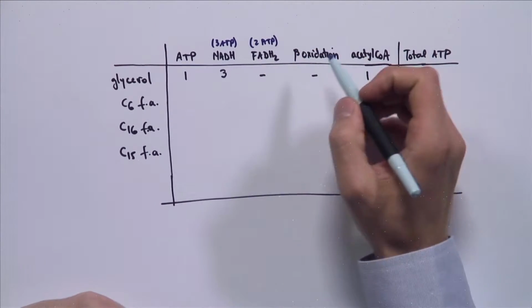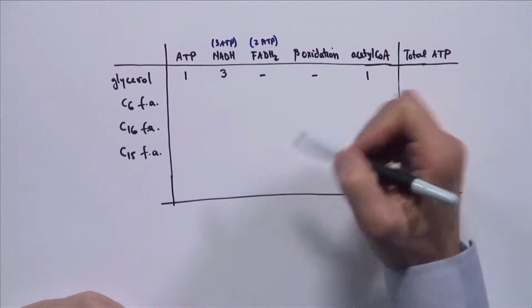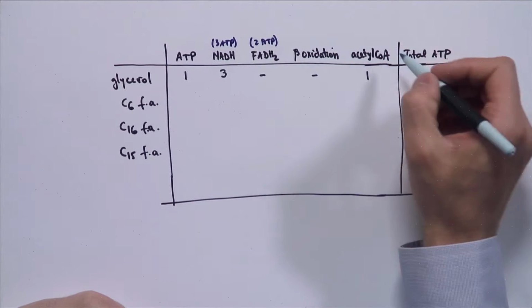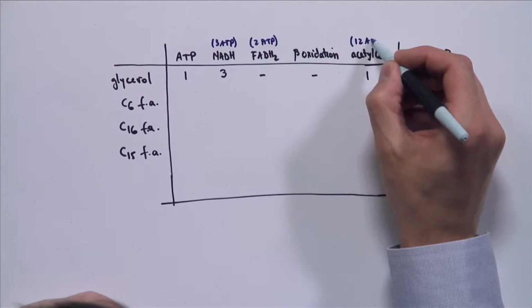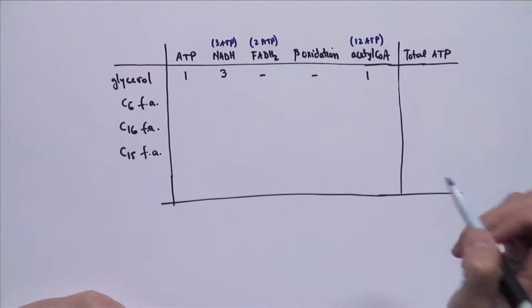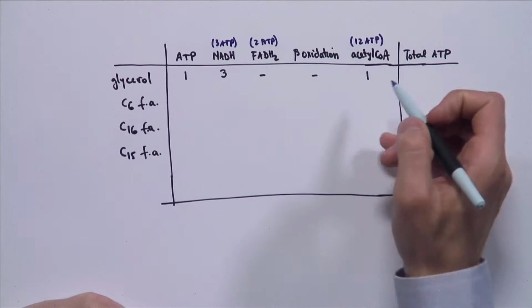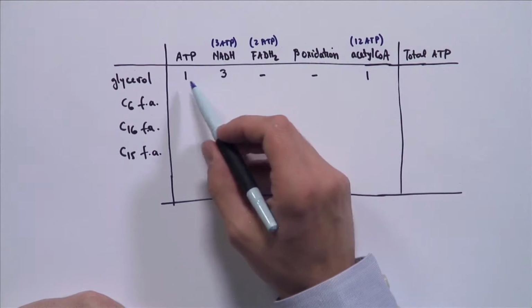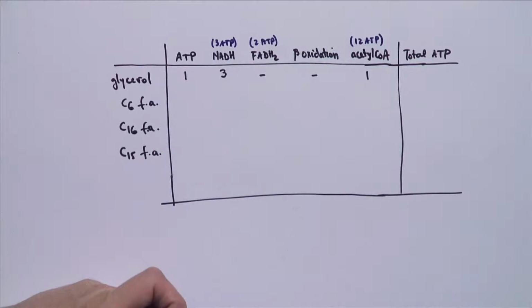We don't have any. Beta oxidation, we're going to be talking more about fatty acids. And acetyl-CoA, we just talked about, we get 12 molecules of ATP per acetyl-CoA. So the total here is 12 plus 9 plus 1. That's going to be 22 ATPs for 1 molecule of glycerol.